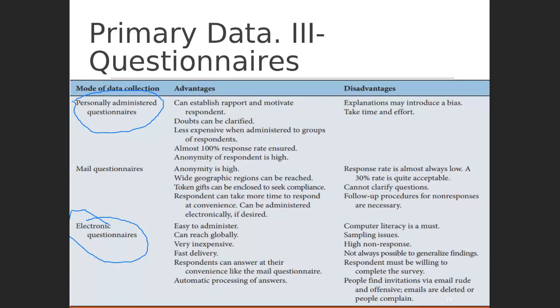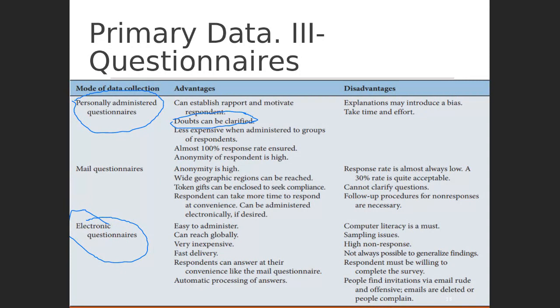Okay, so when we talk about personally administered questionnaires, the main advantage is that the researcher or a member of the research team can collect all the completed responses within a short period of time. So it saves your time. Any doubts that the respondents might have on any question can also be clarified on the spot. So this is a very important thing, because if you can clear any doubts, you will get a quality response, you will get a meaningful response.